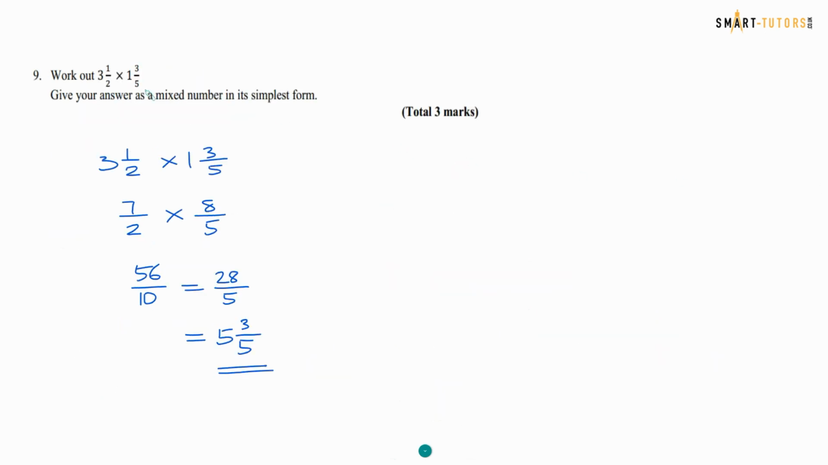Question number 9 is the fraction 3.5 times 1 3/5. Change them to improper fractions. Then multiply: 7 times 8 is 56, 2 times 5 is 10. Then simplify to the lowest terms, 28 over 5. Convert that into a mixed fraction, which is 5 3/5, the answer for question number 9.